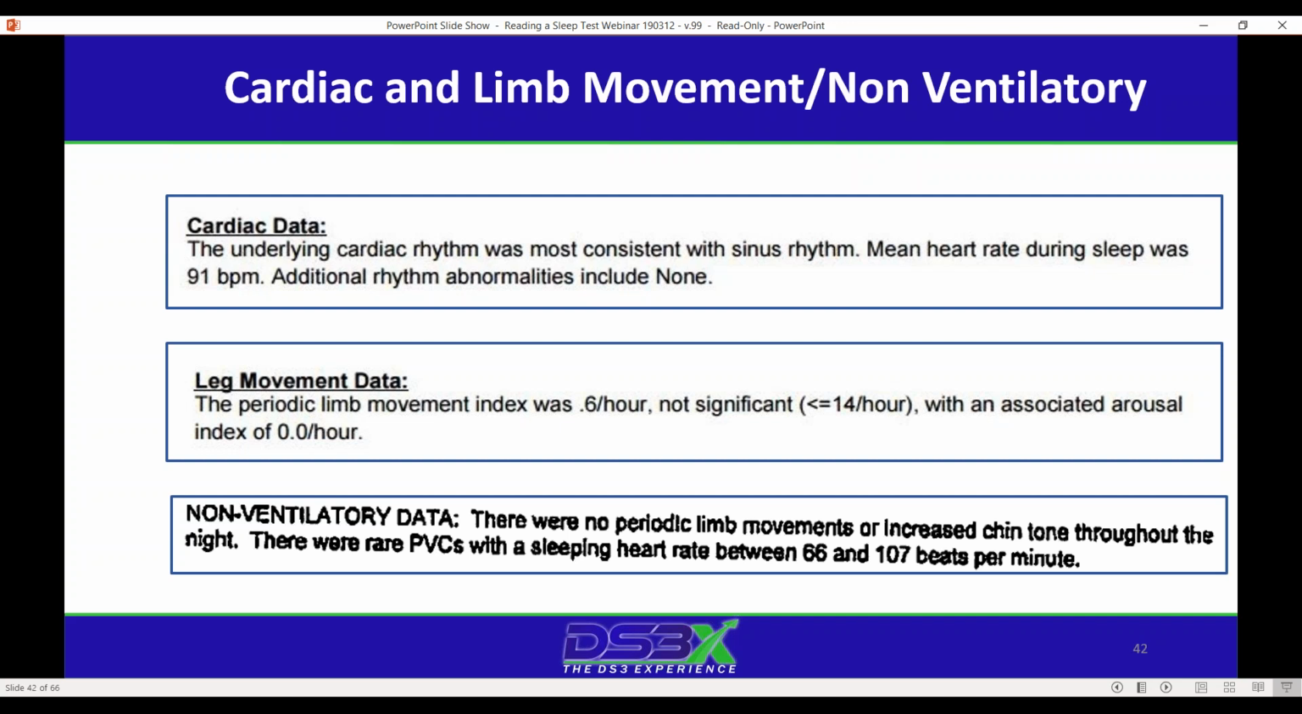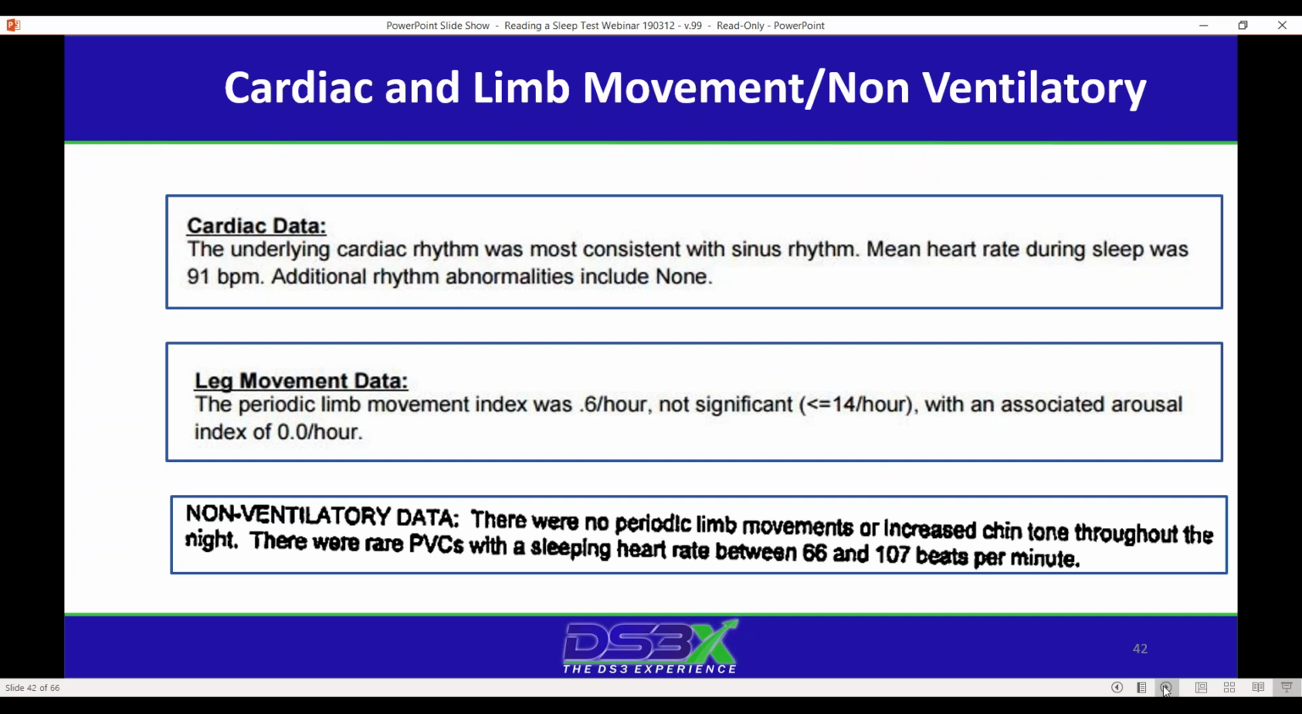And if so, how many times an hour? And this one you can see less than 1 an hour. This person was twitching their legs, having basically what's called a movement disorder. They may call this non-ventilatory data too on this one. So these are 3 different tests, same information kind of displayed a little bit differently here.